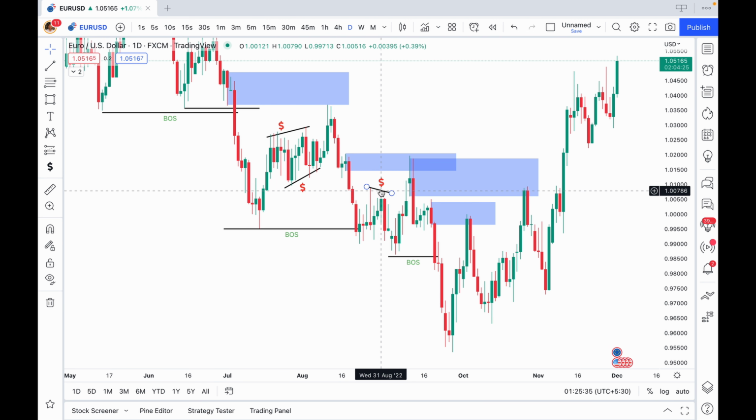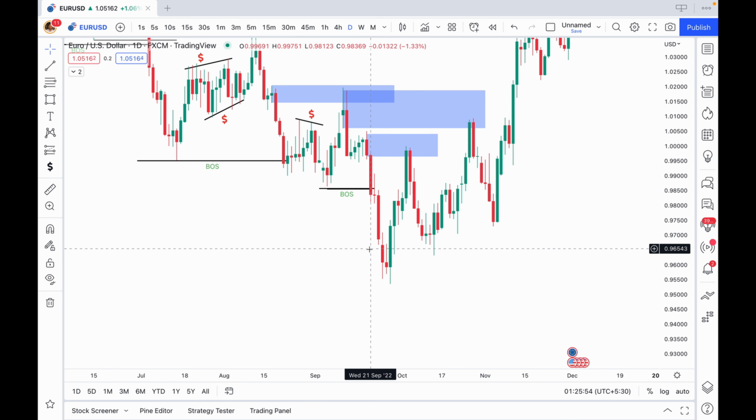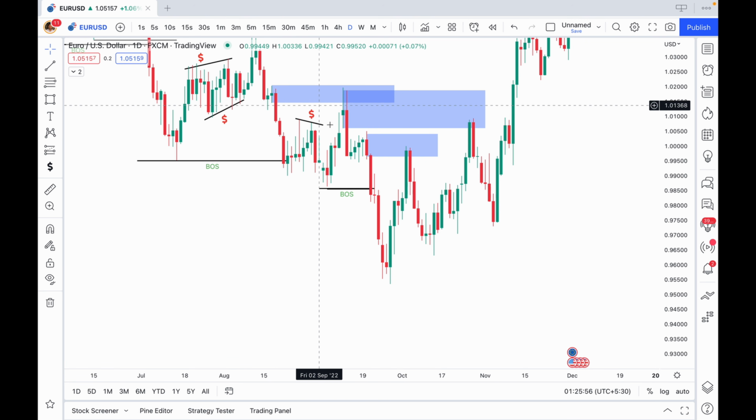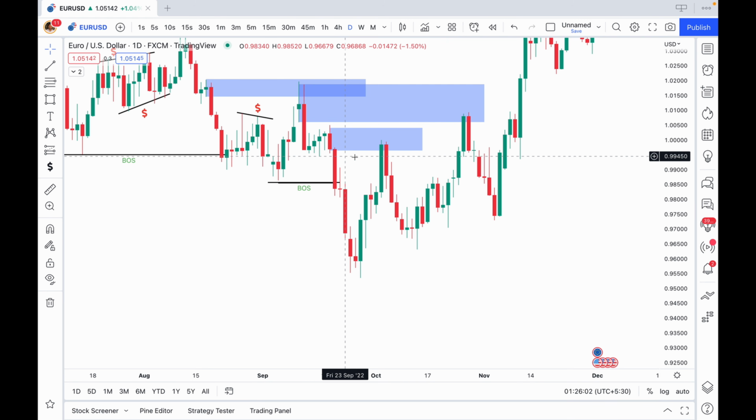So what is this doing? It is sweeping liquidity. It is inducing these highs and then going to the downside. Okay, again break of structure. So price fulfilled the imbalance and then goes to the downside. So what is price doing here? It is fulfilling the imbalance and then going to the downside. Again, what is this doing? It is fulfilling the imbalance and then going to the downside.